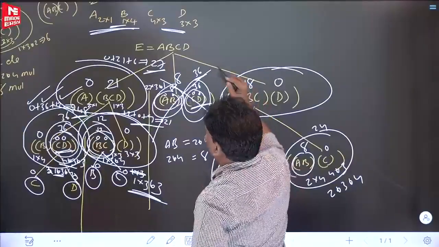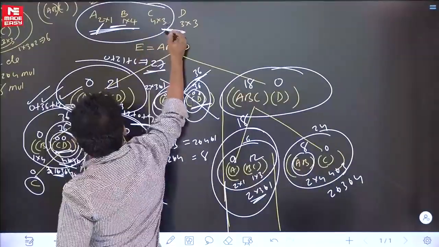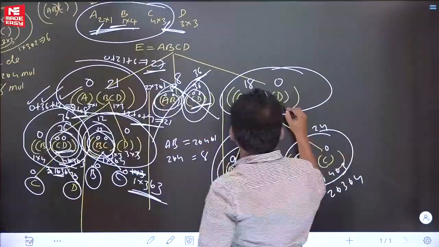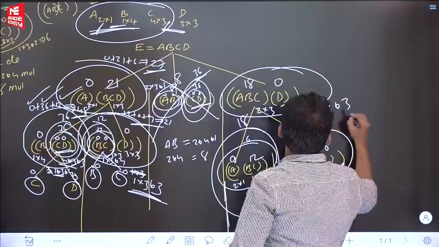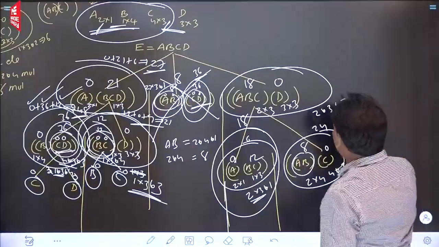ABC size. When you say ABC size, what is the answer? First matrix rows, last matrix column. What is the answer? 2 by 3. What is the D size? 3 by 3. What is the overall size? 2 by 3, into 3 multiplication. What is 2 into 3? 6. 6 into 3, 18. Right? So this is 18.